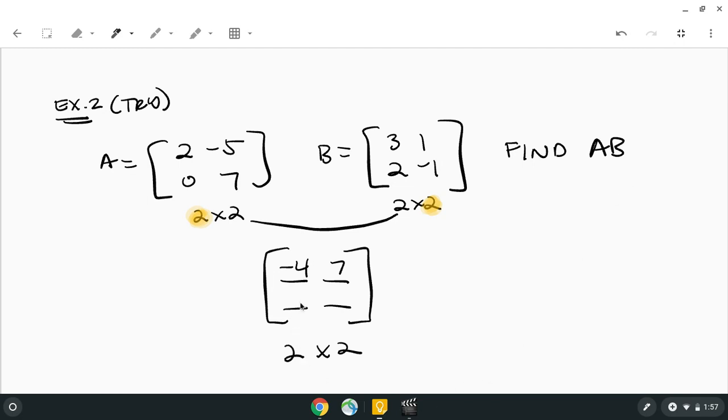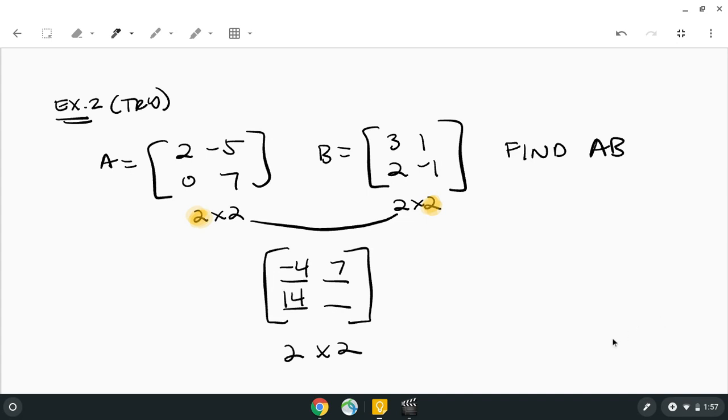Okay, now I'm over here. Okay, so right here, I am in the second row. So now I'm going to be using the second row. Okay, I'm going to find the one in the second row first column. So I'll be using my first column. So 0 times 3 is 0, 7 times 2, so that's going to give me 14.